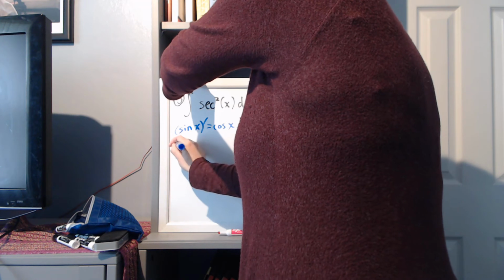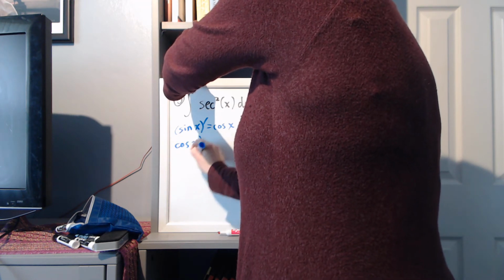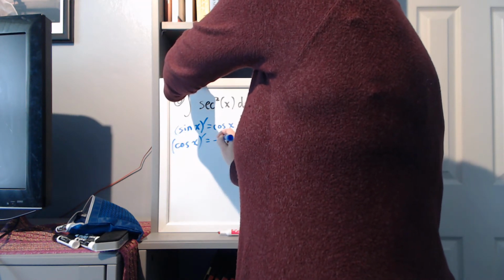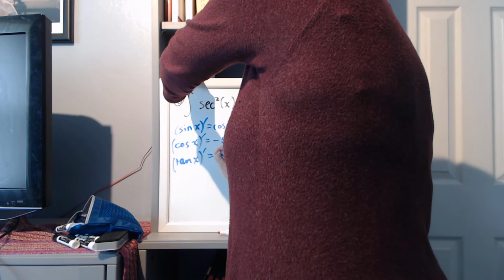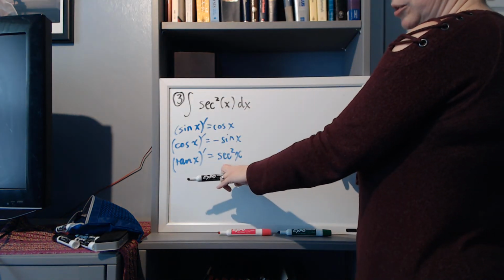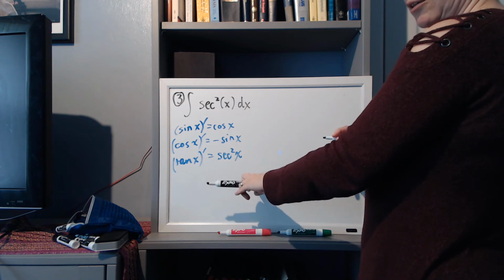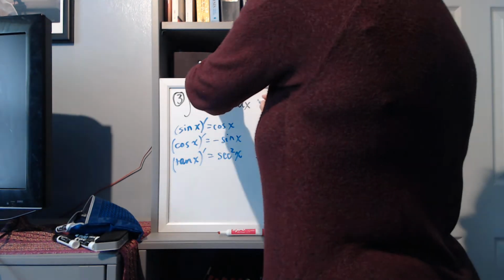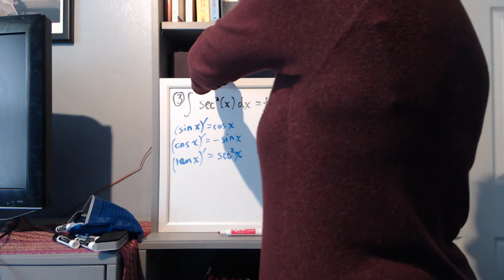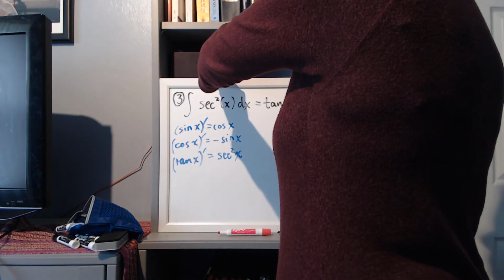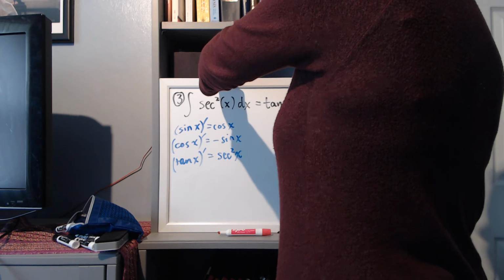That's not going to be it. The derivative of cosine is negative sine. That's not it either. The derivative of tangent is secant squared. So right there, what do we take the derivative of to get a secant squared? It's tangent. So the antiderivative of secant squared is tangent x plus c.